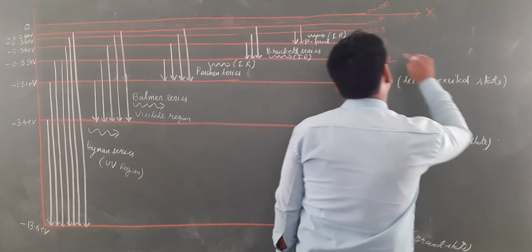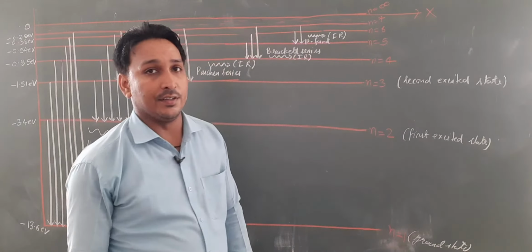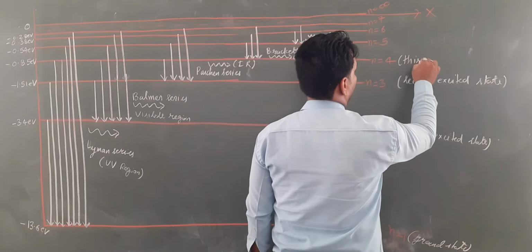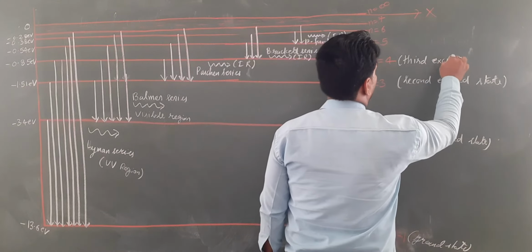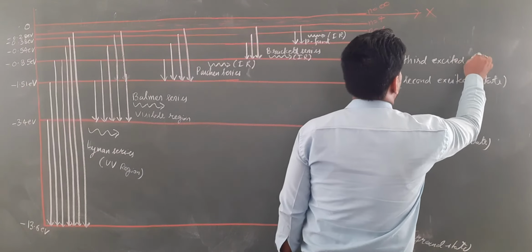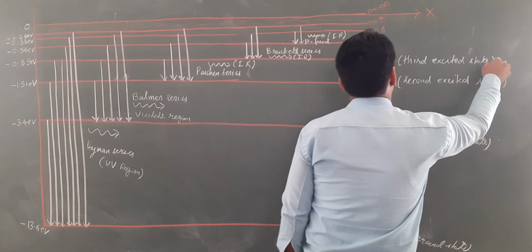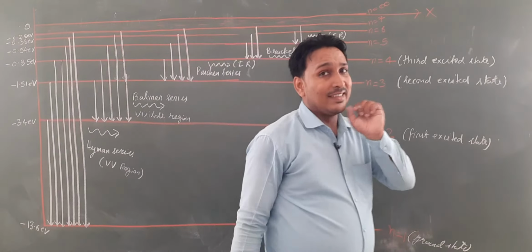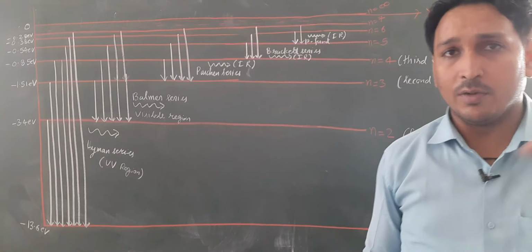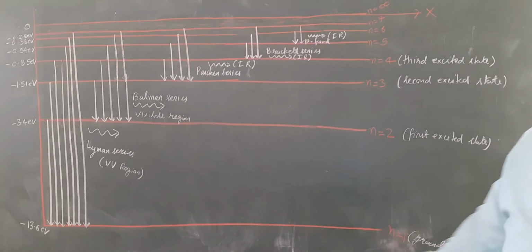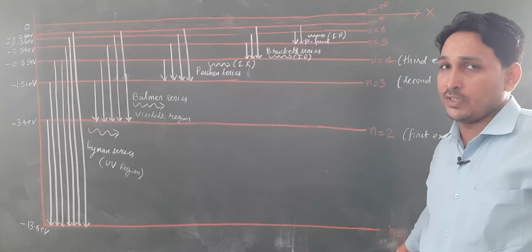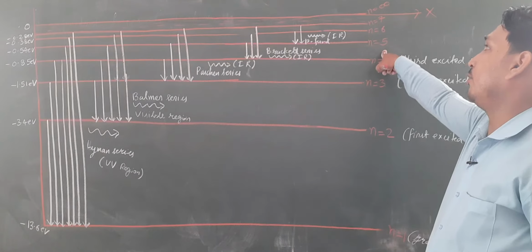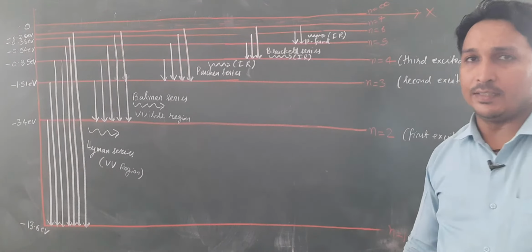Same goes with 4. 4.1 is called third excited state. Fifth one is called fourth excited state. Sixth one is called fifth excited state. Means the number is one less, because the one is called ground state, it is considered as 0. So it will be first excited state, second, third, fourth, fifth, sixth.